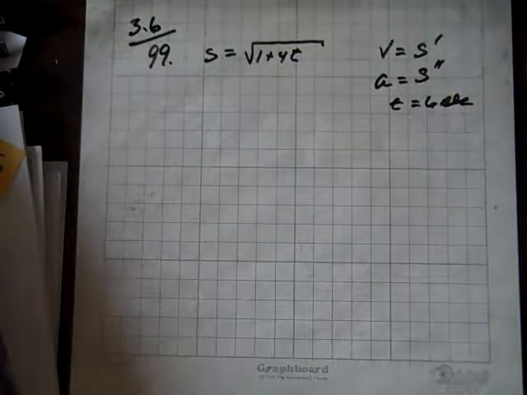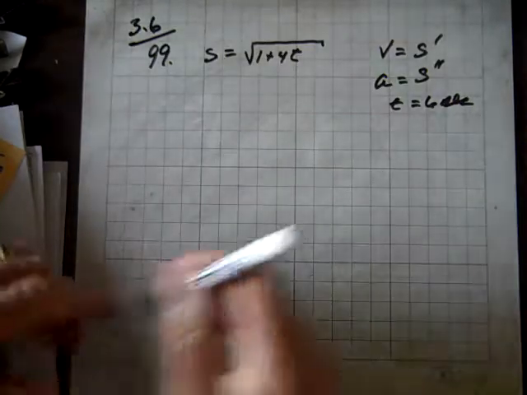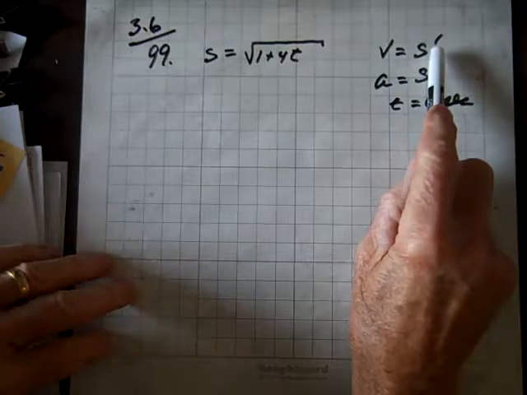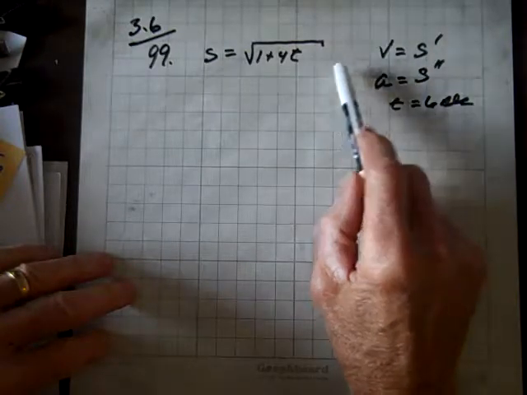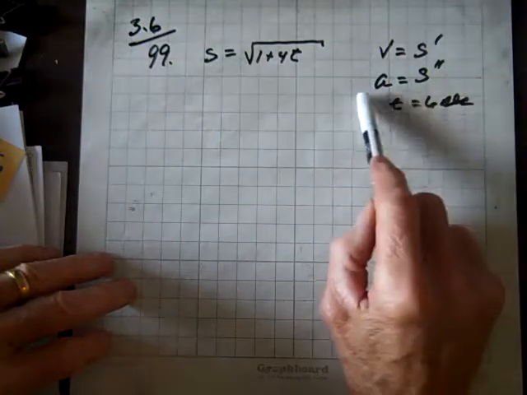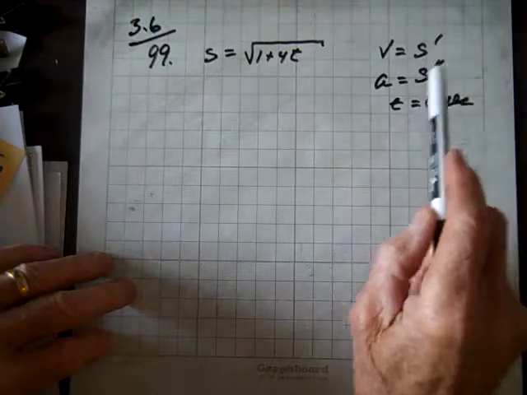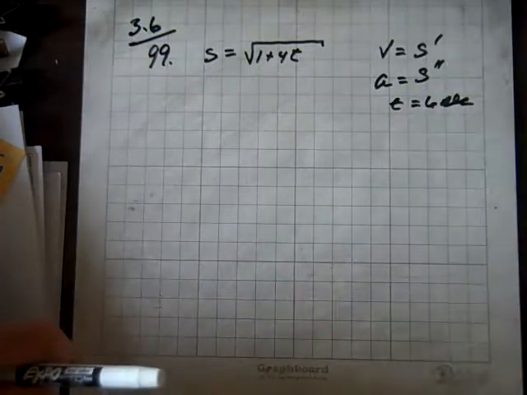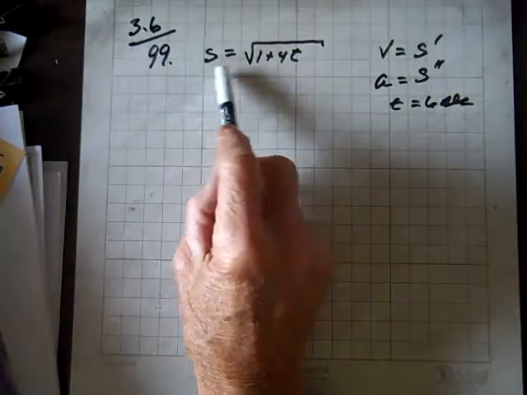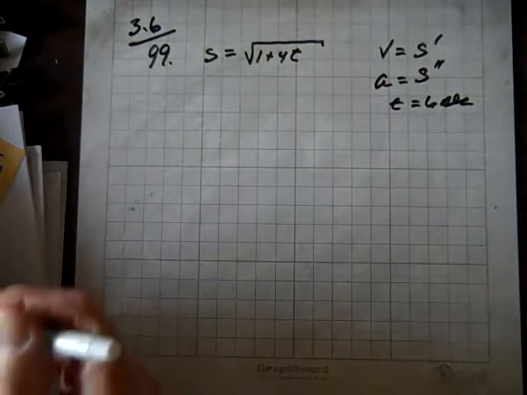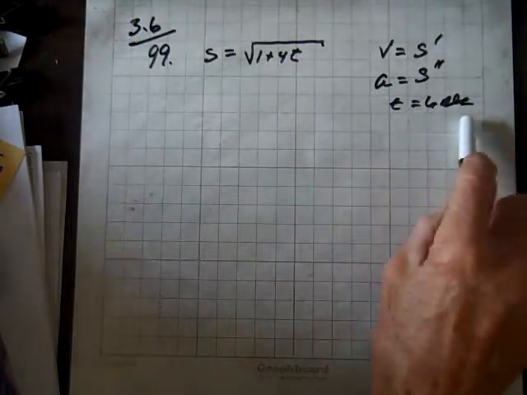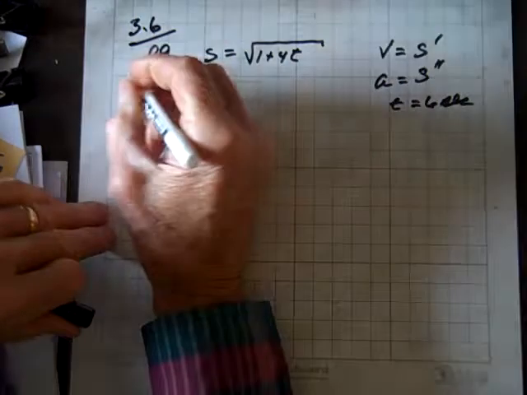Okay, now we're doing question 99, and keep in mind that the velocity equals the first derivative of the distance, or the position. The acceleration equals the second derivative of that, and we're letting t equal 6 seconds, and the position is described by s equals the square root of 1 plus 4t. We have to find both the velocity and the acceleration when t is 6 seconds. So let's find the velocity.